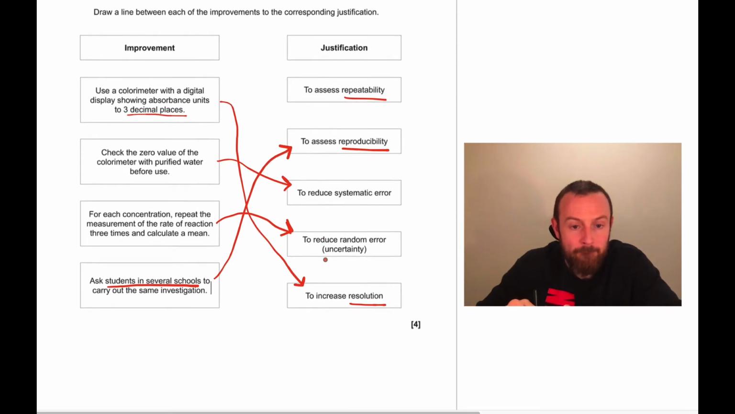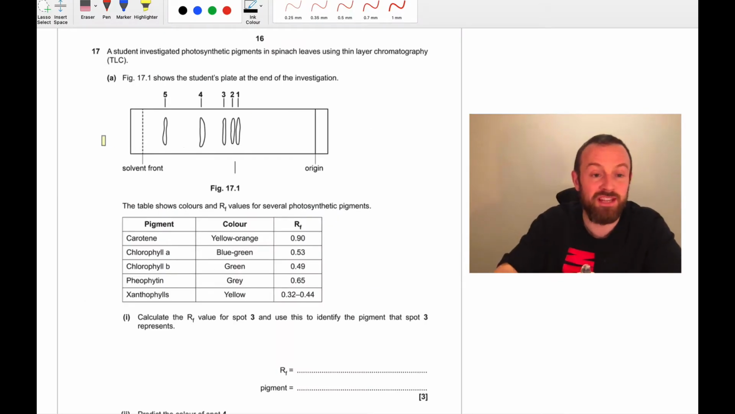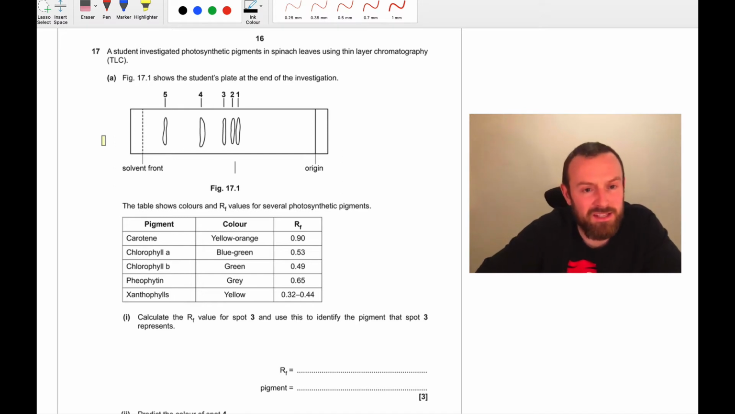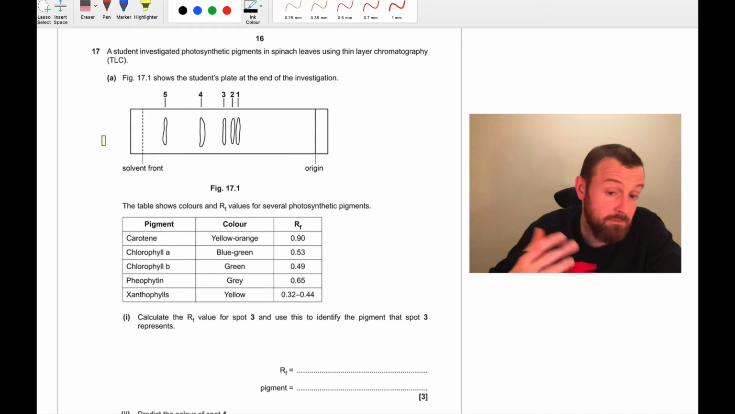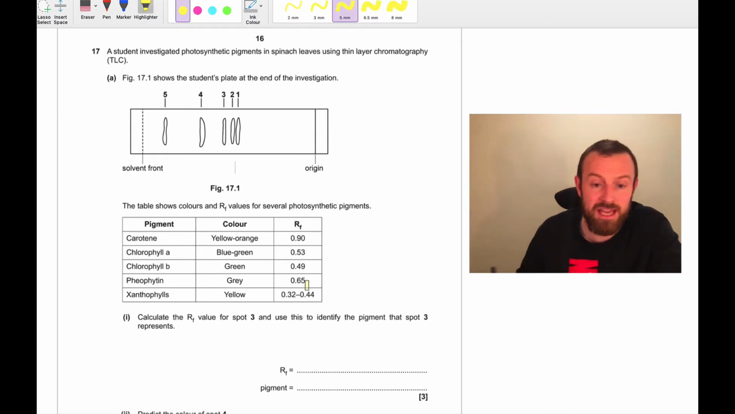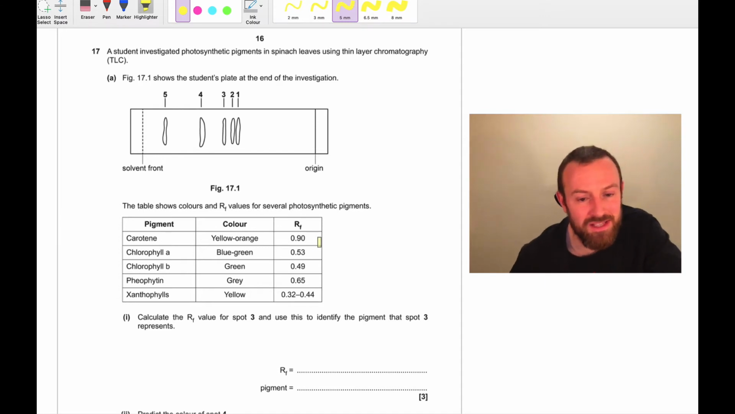Moving on. Here's question 17. Let's have a look at this. Now, I had to record this a second time because I made a mistake the first time. The mistake was I just looked down this table here and thought they were in order. But actually, they're not. That's annoying, isn't it?